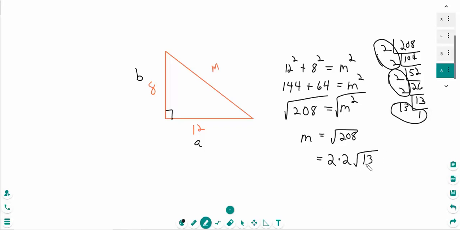So 13 times 1 is 13. And then this can simplify to 4 times the square root of 13. So that would be our simplified version. So it doesn't come out as nice as the other ones, but it's still an appropriate number. M is equal to 4 times the square root of 13 units, whatever units they happen to be.